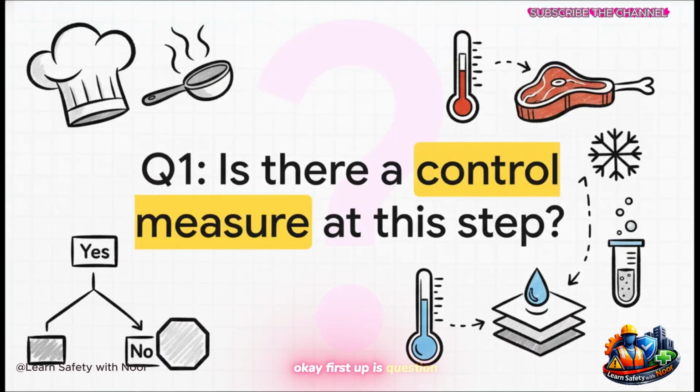Let's break down these 4 questions one by one and see how this whole thing actually works. Okay, first up is question 1. This one is the big fundamental starting point. Is there a control measure at this step? It's a really simple question. Can you actually do something right here, right now? I mean, like cooking, chilling, checking with the metal detector to control the hazard we're worried about.